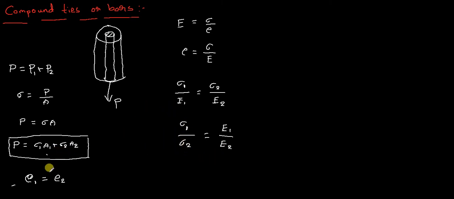So these two relations are basic conditions we have to know while solving problems related to compound ties and bars. Try to remember this: the load acting on the compound bar is equal to the sum of the loads shared by the two different materials of the compound bar, and the ratio of stresses induced in the two different materials is equal to the ratio of the Young's modulus values of the two different materials. These two relations are very important for solving the problems. This is the basic concept for solving problems related to compound bars.